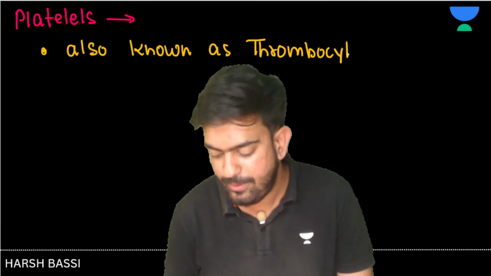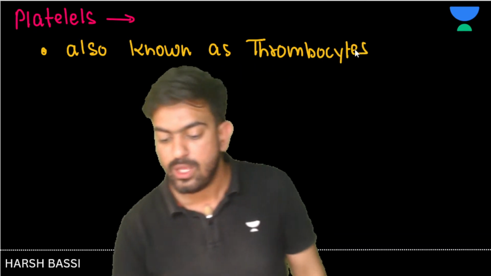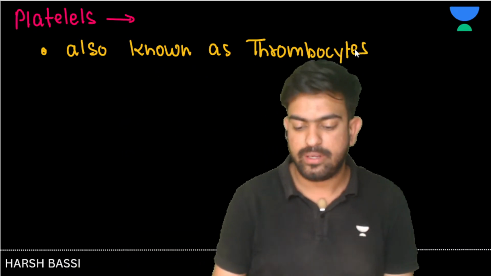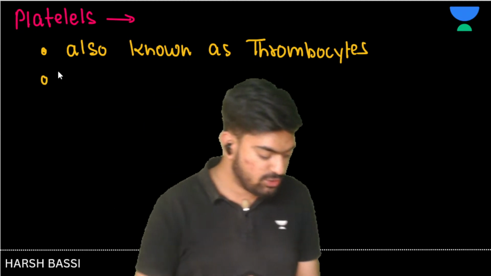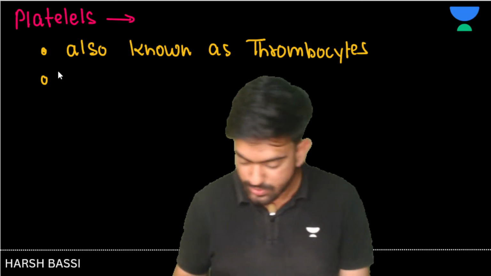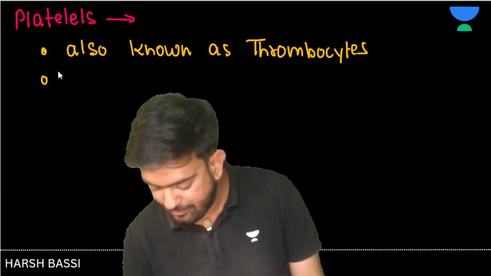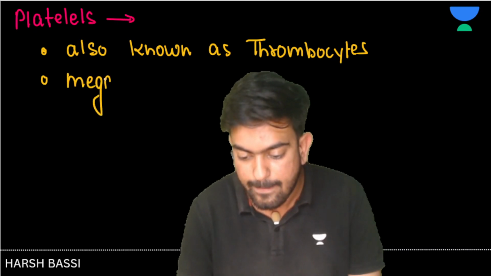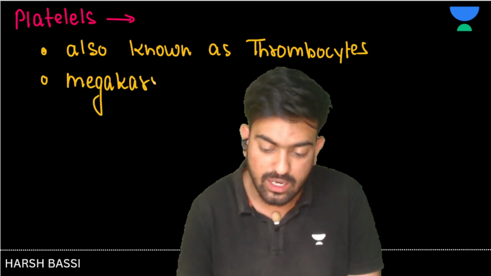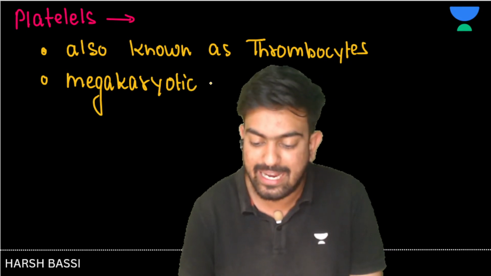Okay, clear? One more thing. This thrombocyte is made from where? Exactly, Roy. This thrombocyte is made from the megakaryocyte cell. Now, sir, what is this megakaryocyte cell?